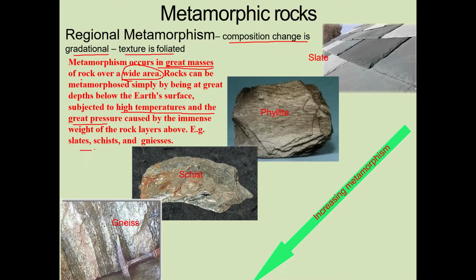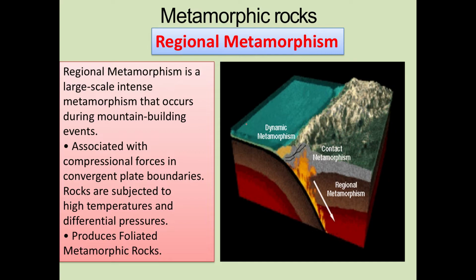For example, slate, schist, and gneisses. Now you can see over here, the first one is slate, then phyllite, then schist, gneiss. Depending on the pressure increasing, metamorphism takes place. Regional metamorphism is a large-scale, intense metamorphism. It can occur during mountain building events also, because during a mountain building event, heat is produced, and pressure is also a dominant factor. So both of them form regional metamorphism.